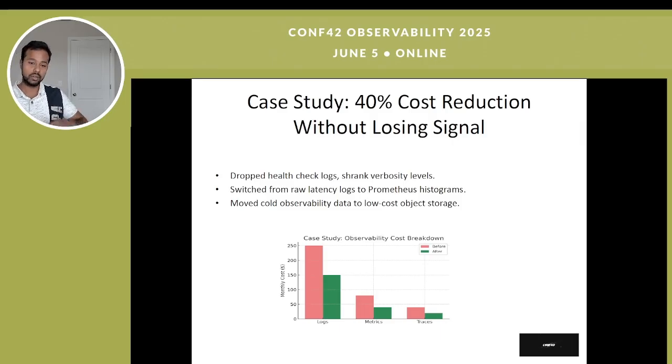But again, you can see how the reduction in the logs, metrics, and traces changed before and after. The monthly dollar cost is just an example. It's not the exact dollar cost.